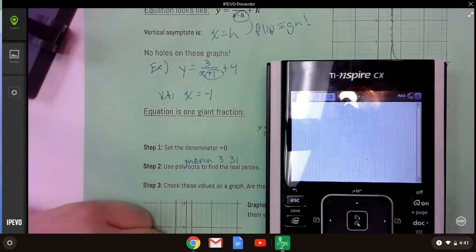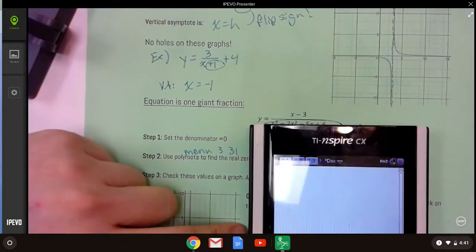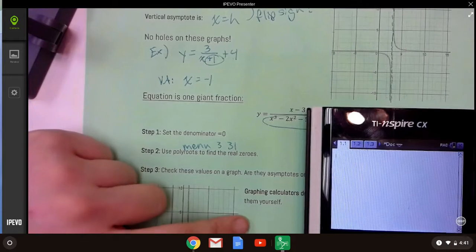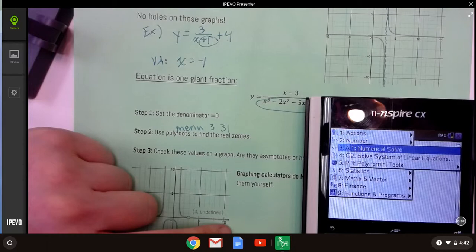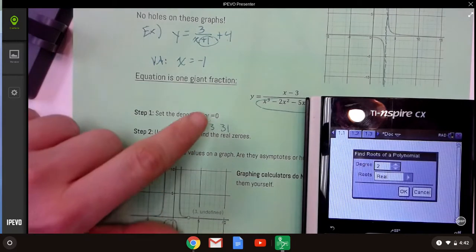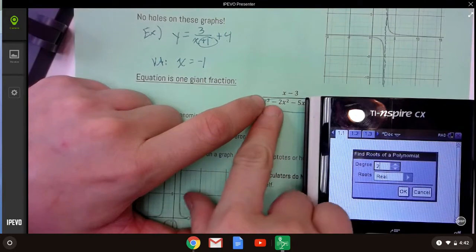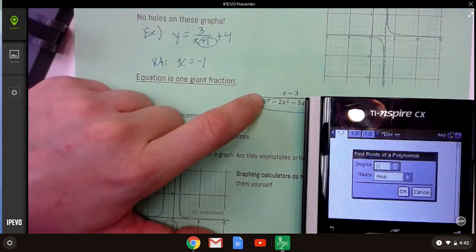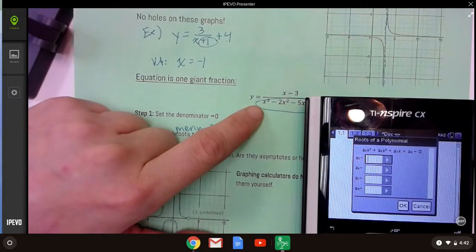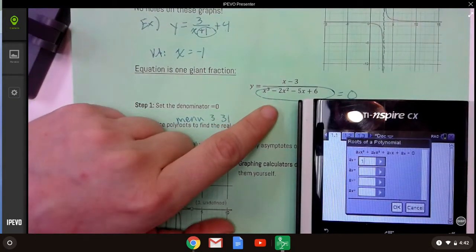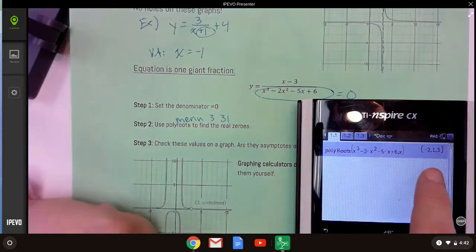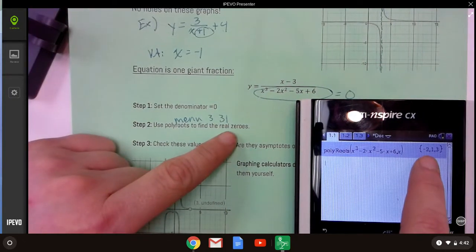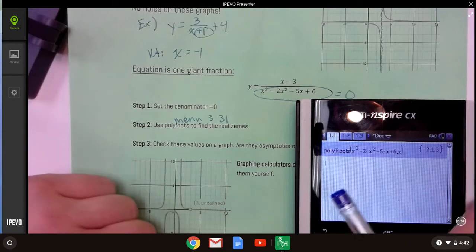But I suspect most of you will be wanting to use polyroots. Oh goodness, that's a bad glare on that calculator. Let's do it like that. That's a little better. So menu, algebra, polynomial tools, find roots. And this is degree 3 because my biggest exponent is 3. So make that a 3. Press enter. And then put in your coefficients. Don't forget the negatives. 1, -2, -5, 6. Press enter. And my real zeros are -2, 1, and 3. So let me write those down.